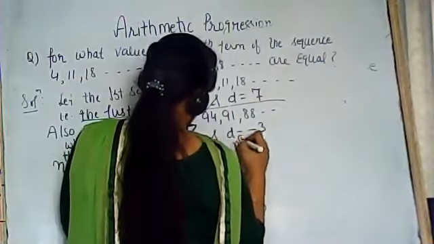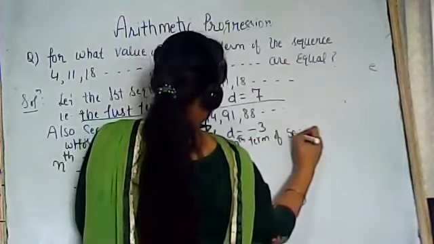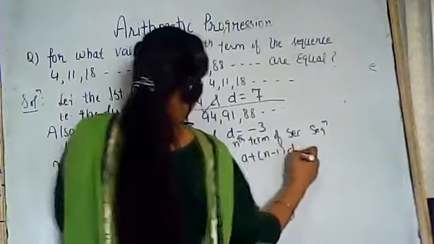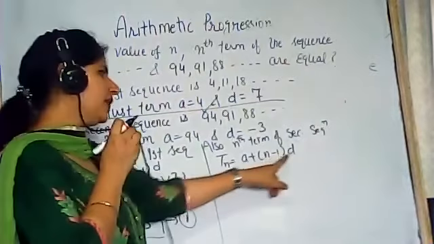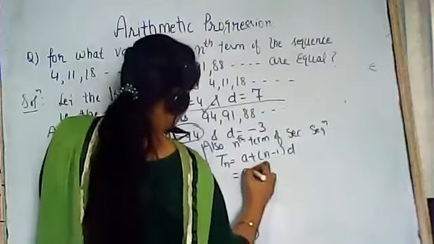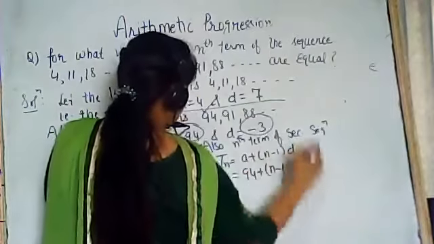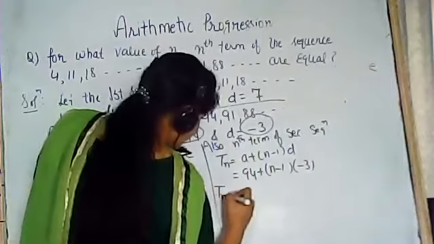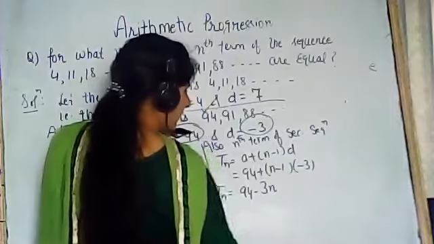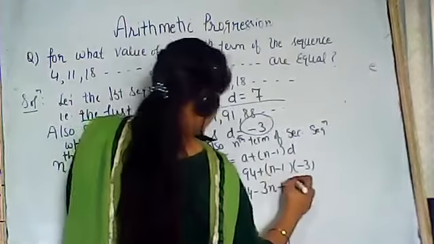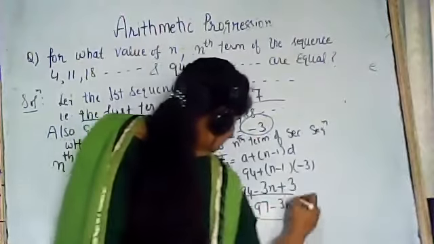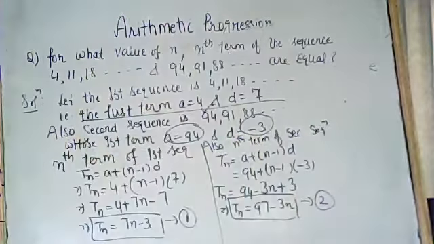Also, the nth term of second sequence, the formula will be same. That is Tn is equal to a plus n minus 1 into d. So substitute the value of a and d in this formula. What is the value of a for the second sequence? This is equal to 94. And what is the value of d? This is equal to -3. So beta, after simplification, we will get 94 plus minus minus 3 into n, this is equal to 3n minus minus plus 3, 1 times 3. So after simplification, you will get 97 minus 3n. This is the nth term of second sequence.